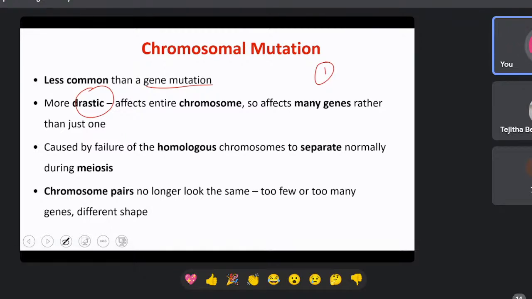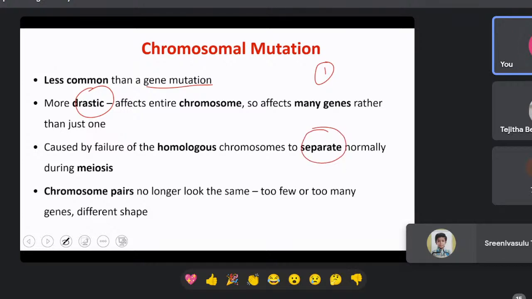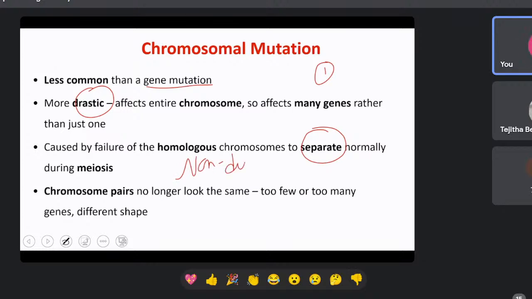Then how do these mutations in chromosomes occur? It occurs by the failure of the separation of homologous chromosomes during anaphase 1 of meiosis 1, which we call non-disjunction. So due to non-disjunction and certain other phenomena, chromosomal mutations take place.